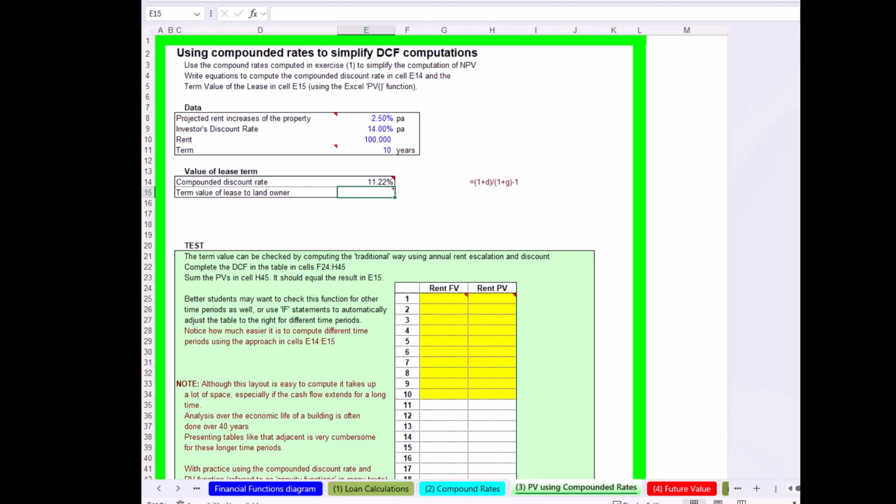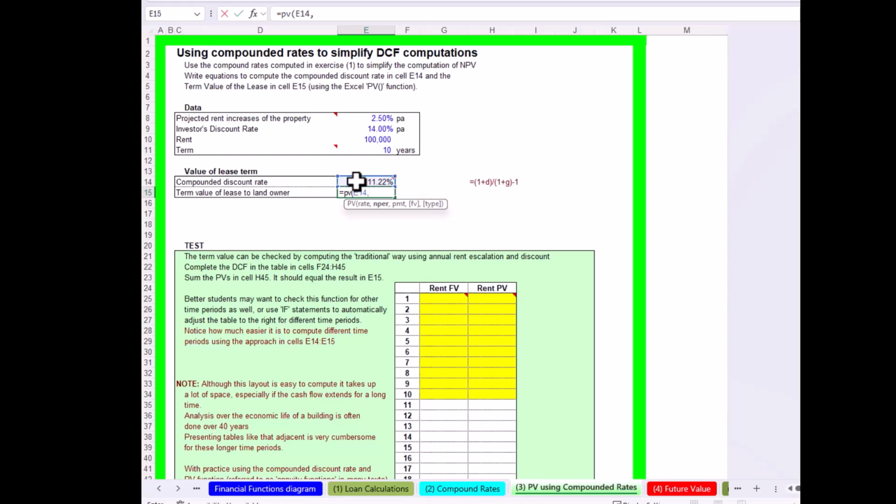We're now going to use this compounded discount rate to solve this particular problem. And the problem is to work out the value to the landowner of this lease agreement, which starts off with a $100,000 rent. It's going to operate over 10 years. There's anticipated growth of 2.5% and a discount rate to the landowner of 14%.